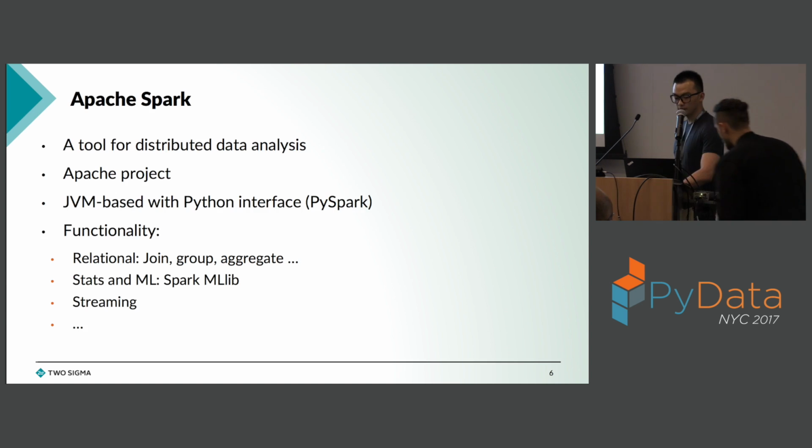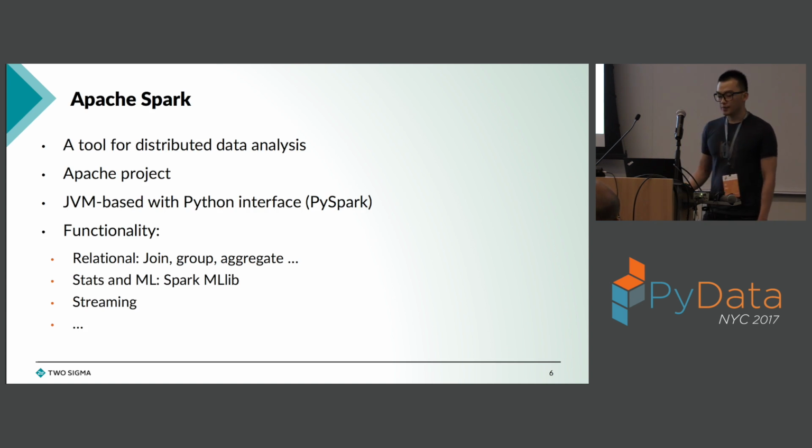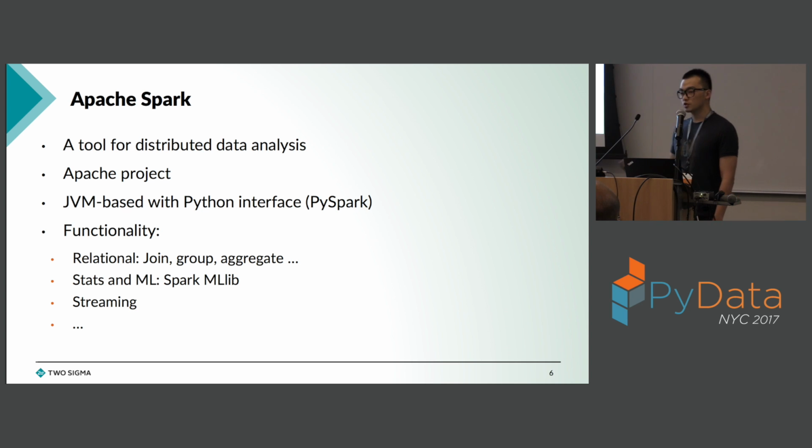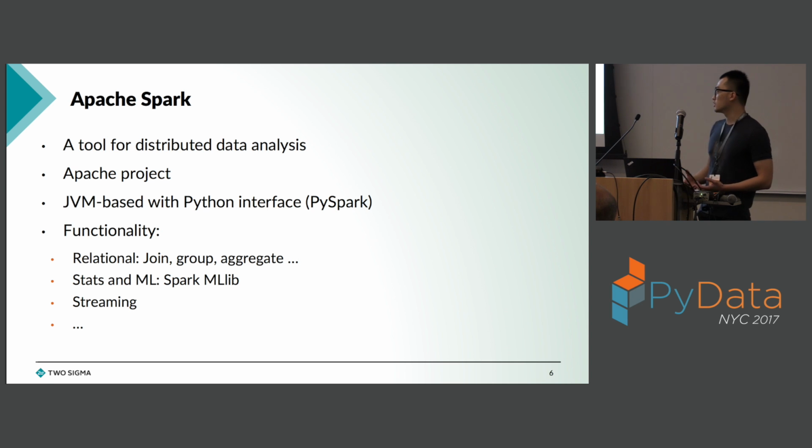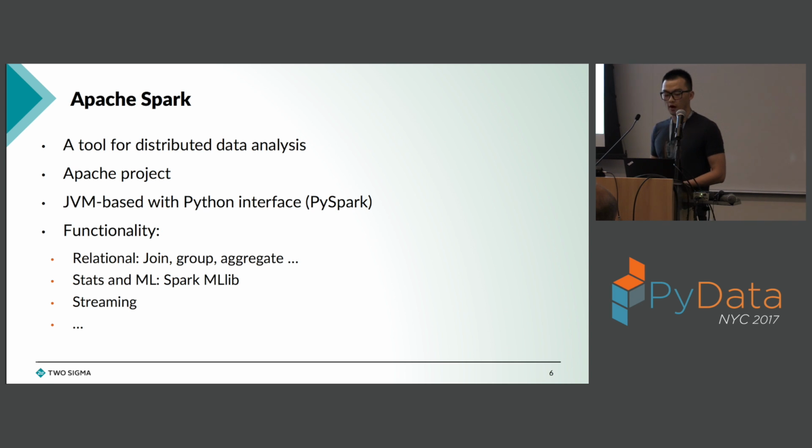Let's talk about PySpark. So Apache Spark is a tool for distributed data analysis. It's an Apache project, which makes it open source, which is great. And it's mostly a JVM-based technology, which means the core of Spark is running on the JVM, but it comes with a Python interface called PySpark.